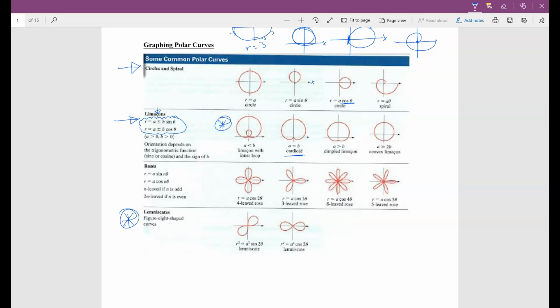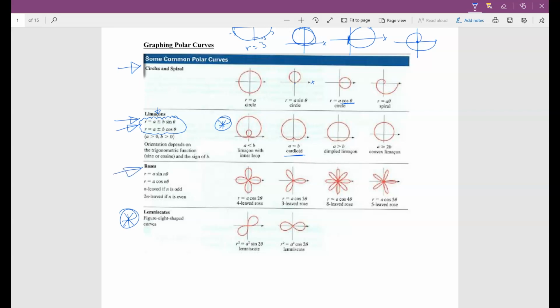I don't really remember which is which, but if a is greater than b, you're going to get this. I just go ahead and graph it. But these are basically the equations of limaçons. Okay, and this is the cardioid.